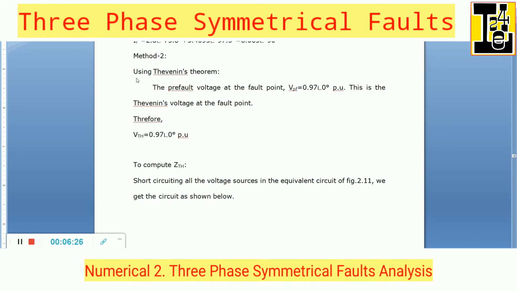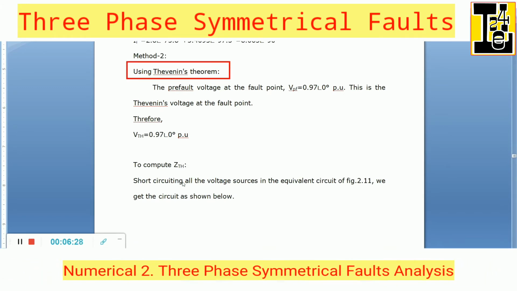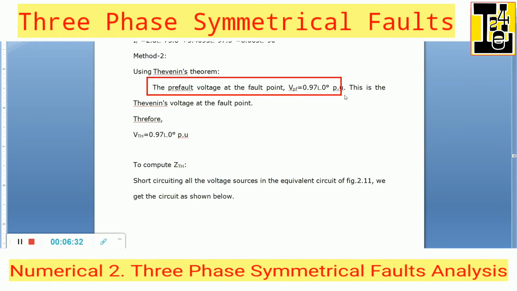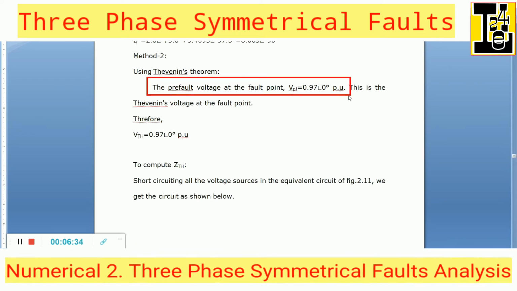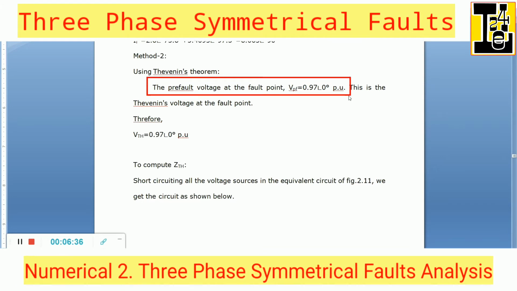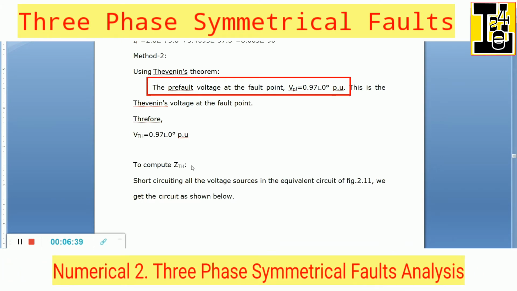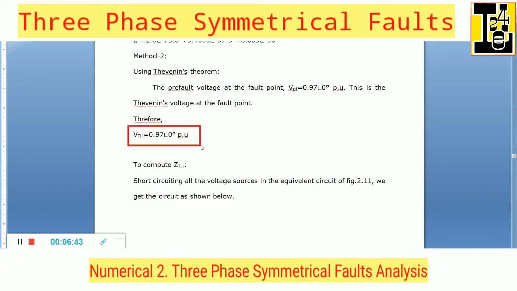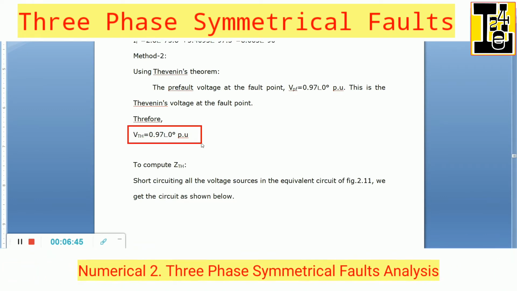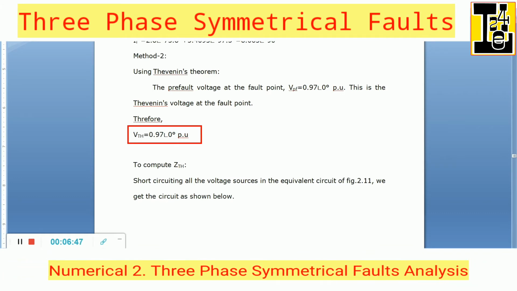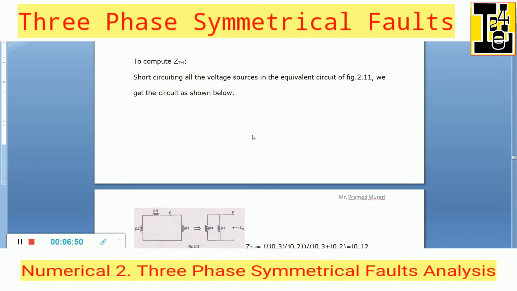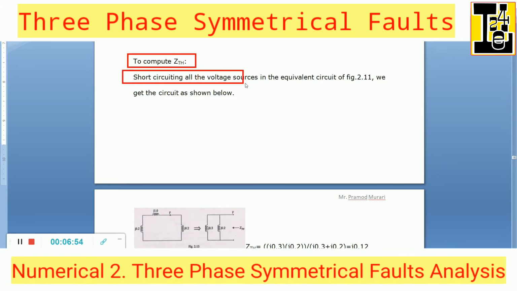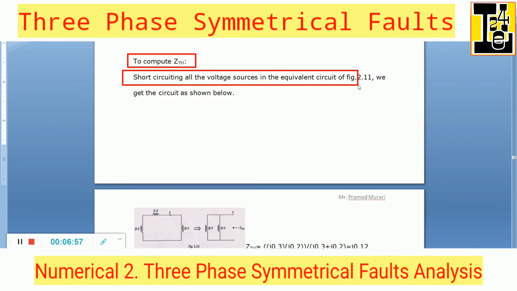The second method is using the Thevenin's theorem. Here, the pre-fault voltage at the fault point is Vpf in per unit is 0.97 at an angle 0 degree per unit. This is the Thevenin equivalence voltage at the fault point. So we can take Vpf as V Thevenin is equals to 0.97 at an angle 0 degree per unit. We need to calculate the Z Thevenin, the Thevenin impedance. So we need to short circuit all the voltage sources in the equivalent circuit.